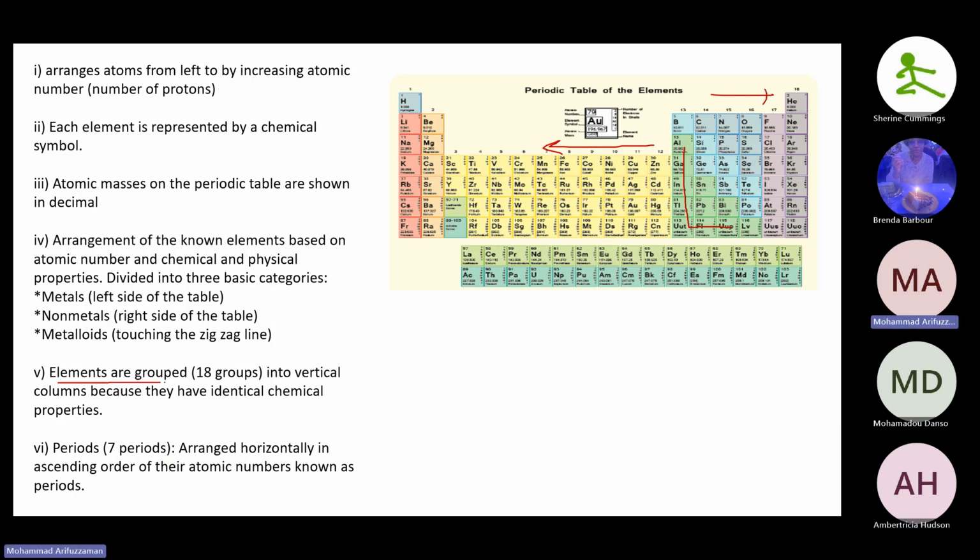So the elements are grouped into 18 vertical columns because they have similar chemical properties, and arranged horizontally in ascending order of their atomic number, which are called periods. The period is also called a row, and the group is also called a column. Number of columns or groups is 18, and number of periods is 7.